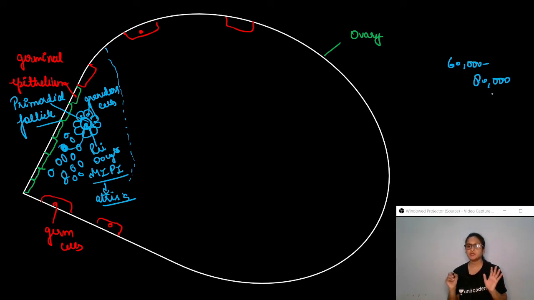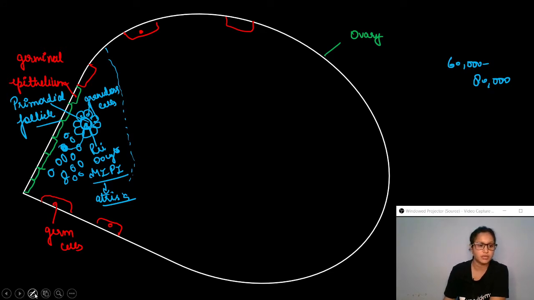So this happens only in the period from birth till puberty. At that time, nothing else happens in the ovary, no more follicles are added, and the only thing happening is that the follicles are undergoing atresia. Now the primordial follicle changes into a primary follicle.